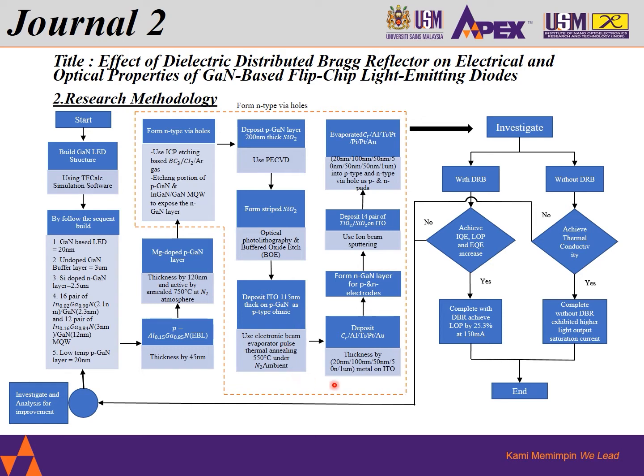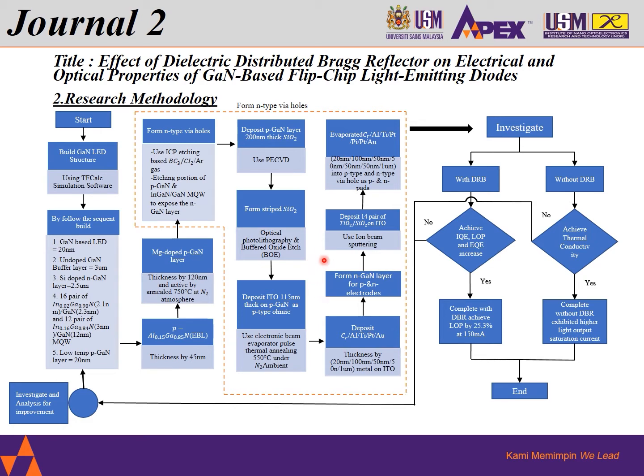And continuously Cr, Al, Ti, Pt, Au will be deposited with thicknesses of 20 nanometer, 100 nanometer, 50 nanometer, also 50 nanometer, and 1 micrometer of metal on the ITO. Next, another N-GaN layer will be formed for the P and N electrodes.